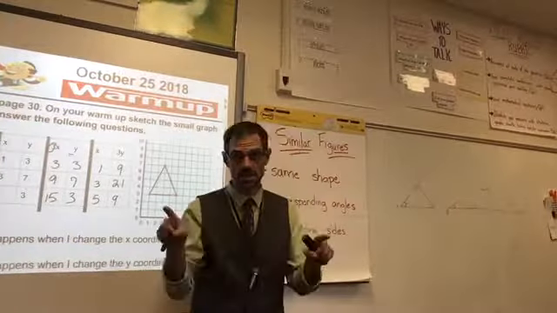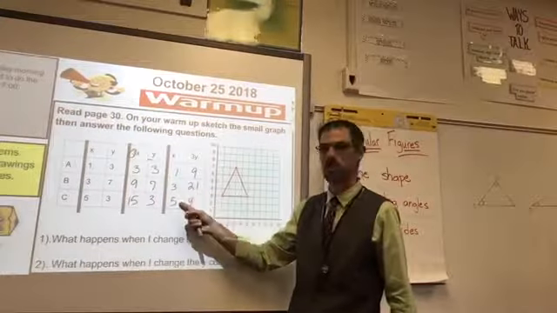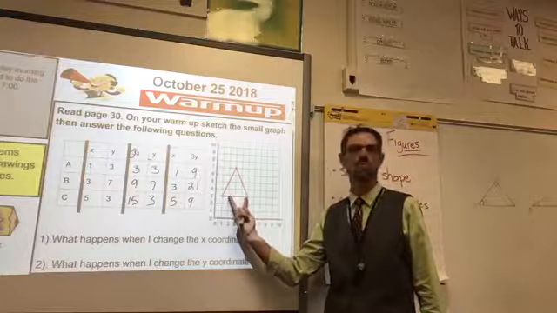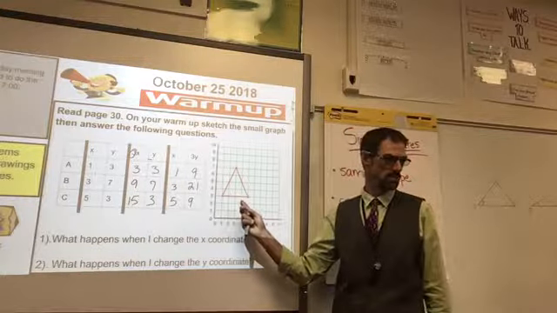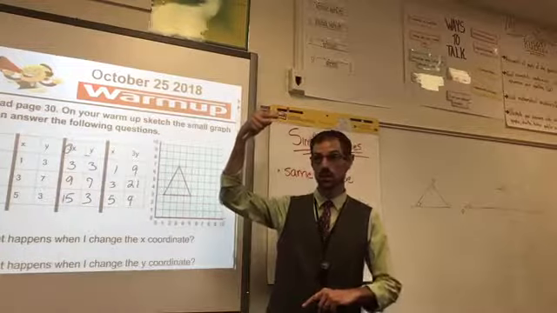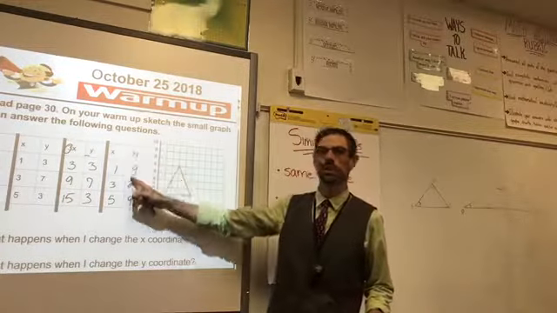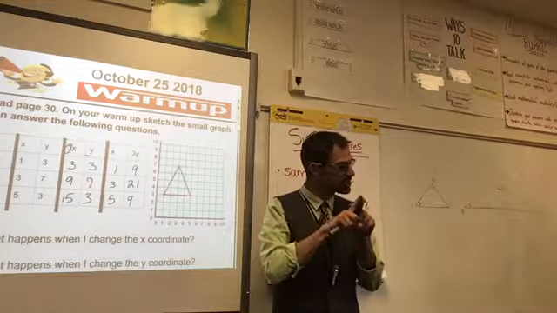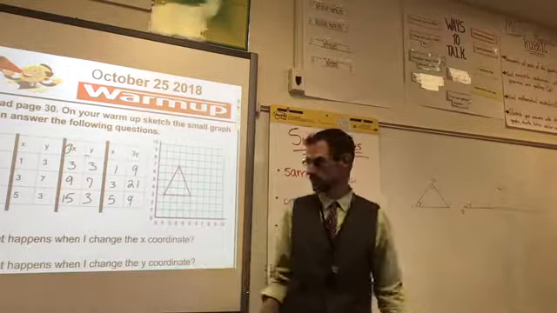He said the base is going to stay the same because the x value isn't changing. So this triangle is going to be the same width as this one, but it's going to be 300% taller. Three times taller, because we're multiplying y. So y changes the height. X changes the width.